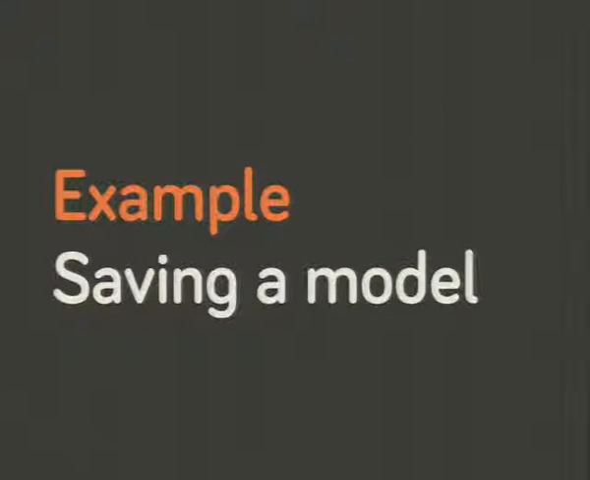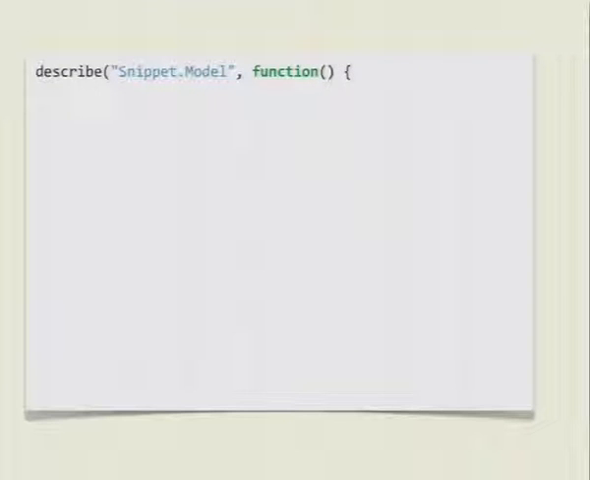So we're going to have a look at a very quick example of writing a spec, as they're called in BDD. We're going to save a model, so we're going to look at our snippet model. When we write a BDD spec, we start with a context. The overall context for our spec is the object under test, so in this case, our snippet model.